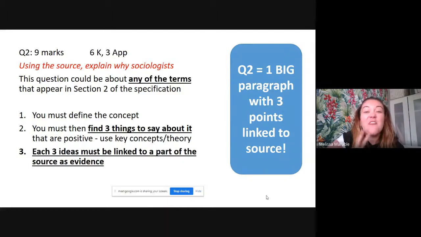Number 2, you need to find 3 things to say about it that are positive. And I'm going to talk about PERVERT later on. You can use the PERVERT acronym here. So think about practicality. What's practical about this? What's ethical about this? What's reliable about this? What's valid about this? You need to really understand those core key terms because they are used to analyze the other research methods and concepts. So you need to do this 3 times, 3 positive things, and for each you need to link it back to the source. So question 2 in my blue box, 1 big paragraph with 3 key points linked to the source.